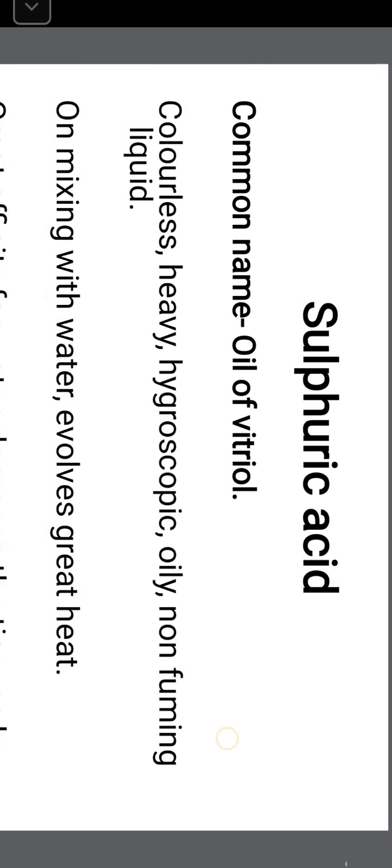So we will start with sulfuric acid. Again, it is asked as a 5 mark short note. All these individual poisons, so many individual poisons are there, are generally asked as a 5 mark short note. Any of them can be asked from individual poisons. So we will see today in detail about sulfuric acid poisoning.